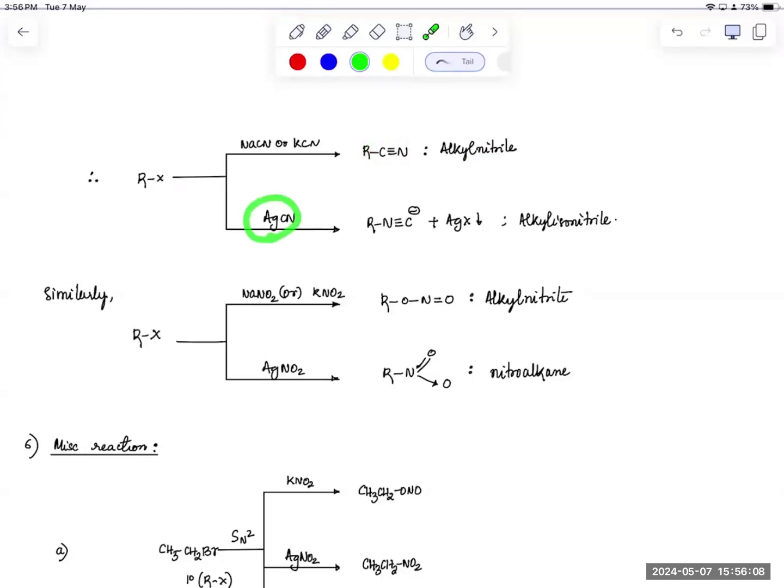But if it is AgCN, then the lone pair from nitrogen will attack. So the product will be RNC, which is isonitrile or isocyanide. RNC is isonitrile or isocyanide.